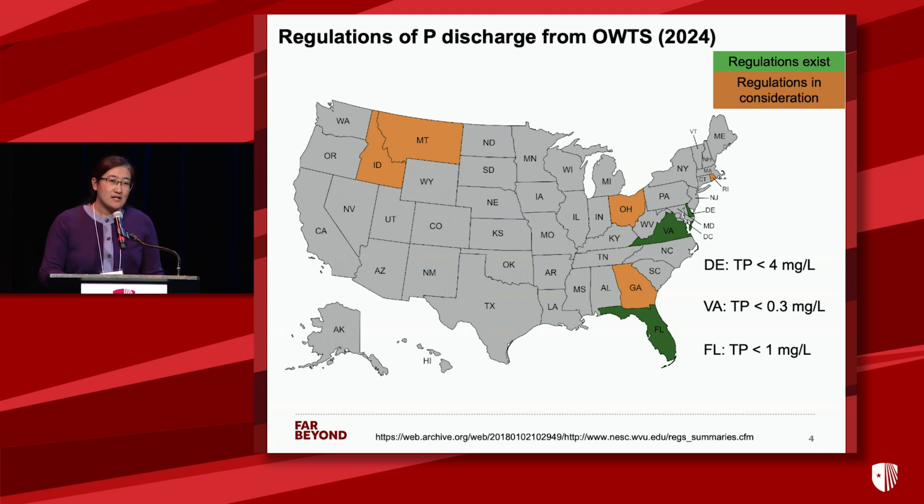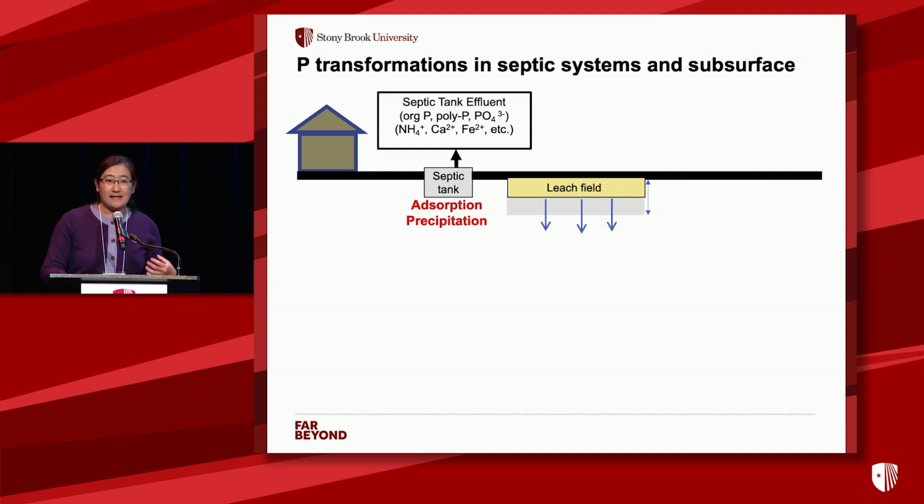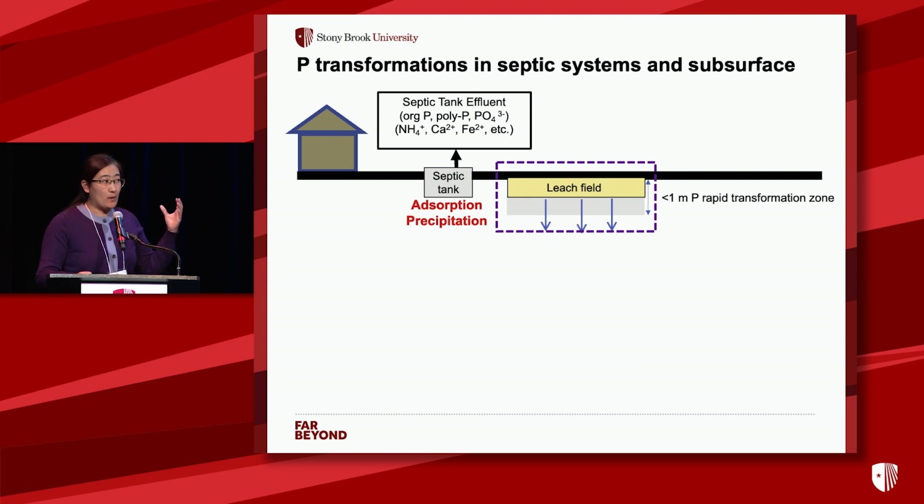So why is that? Let's take one step back to look at the very complicated phosphorus transformations in the subsurface or in the soil. In this figure, you can see in the septic tank effluent, the phosphorus can be in all different forms, together with a lot of cations present. When the septic tank effluent gets to the leaching field, which is a typical type of on-site wastewater system, we typically consider within 1 meter from this leaching field a phosphorus rapid transformation zone. A lot of complicated physicochemical reactions can take place.